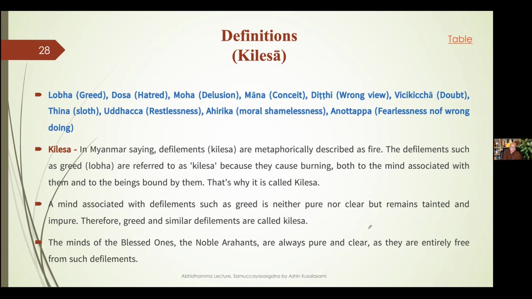Okay, so Kilesa, there are ten kinds of Kilesa: lobha, dosa, hatred, moha, delusion, mana, conceit, ditthi, wrong view, vicikiccha, doubt, thina, sloth, uddhacca, restlessness, ahirika, shamelessness, and anottappa, fearlessness. So there are ten kinds of kilesa.